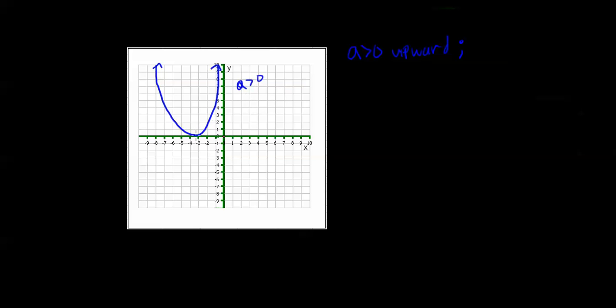And the y value of the vertex is going to be the point that we just highlighted, is the minimum. Now the y value of the vertex is the minimum. So the minimum of this would be 0.